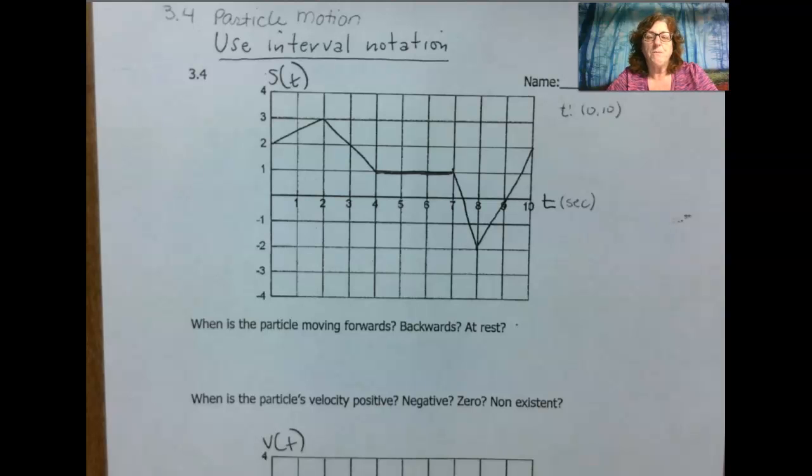So how do we know if the particle is moving forward? We would look for where the slope is positive. When is the particle moving backwards? We would look for where the slope is negative. When it is at rest is when the slope is equal to 0. So put the video on pause and see what you can come out with for an answer. Again, we could possibly be looking for intervals.